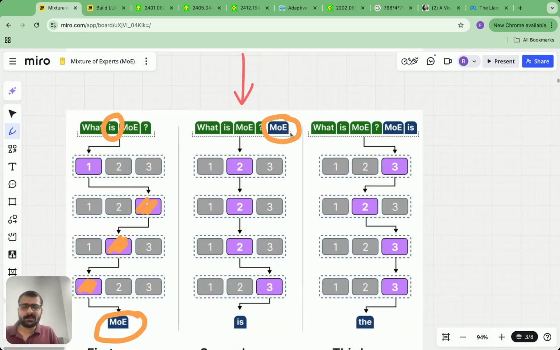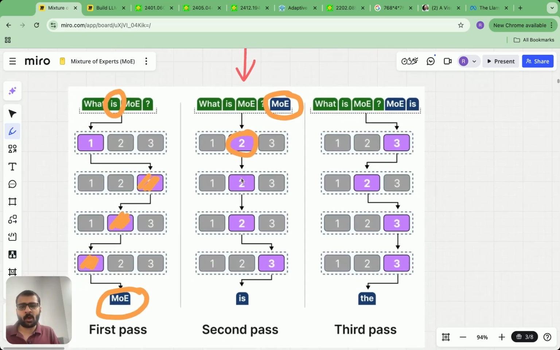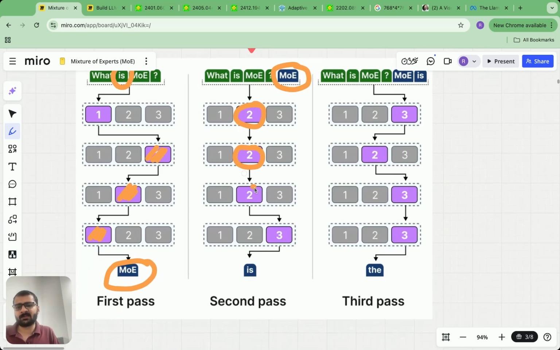Now, when the next token is passed in, let's look at this next token. It might go to expert number two in the first block, expert number two in the second block, expert number two in the third block, and expert number three in the fourth block. And then after I come out of my feed forward neural network, I go through the rest of my LLM architecture, the logits matrix, then I get my next token prediction.